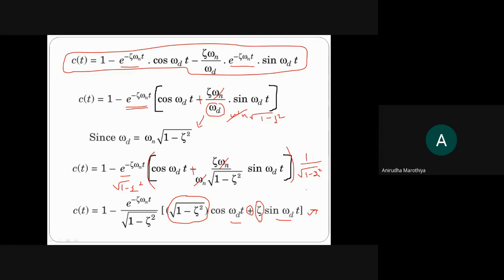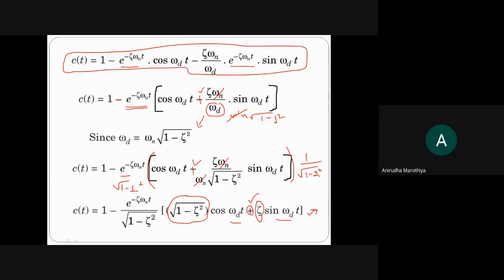Is it correct now? Yes sir. Yes, definitely you are correct, because if you take e to the power minus zeta omega n t with the negative sign common, then this negative becomes positive. So this is positive and definitely here also it is positive. Have you written up to here?